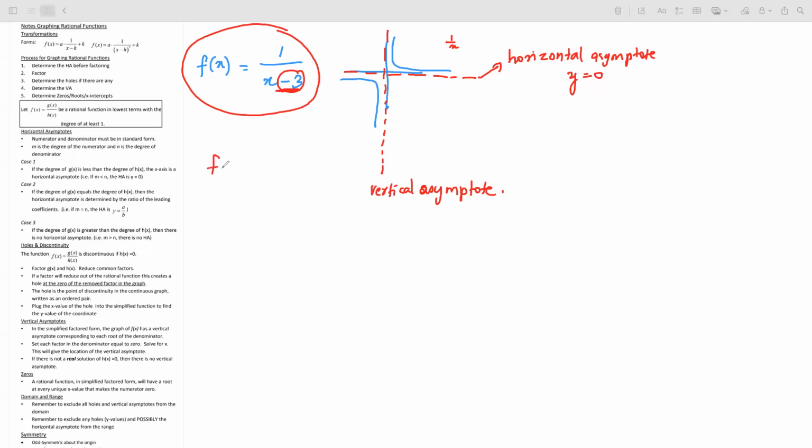Now let's get on to f of x equal to 1 by x minus 3. You all know that this is a horizontal shift to the right by 3. Any questions on that?